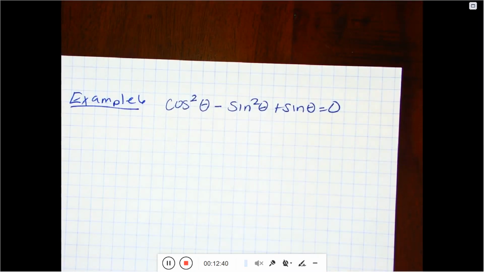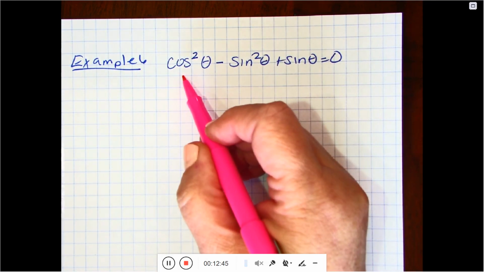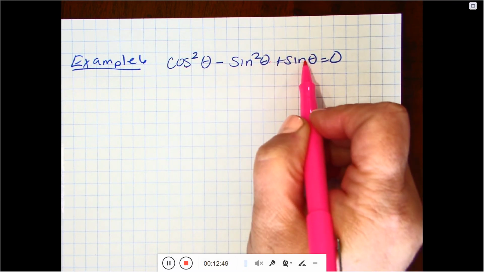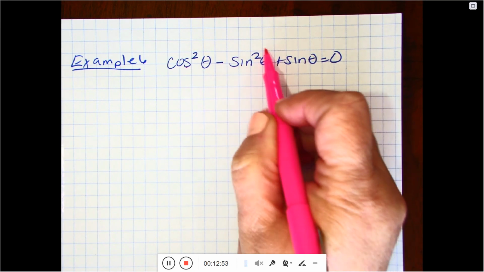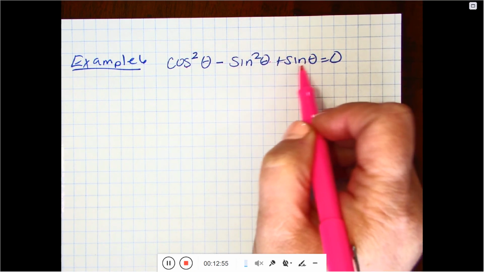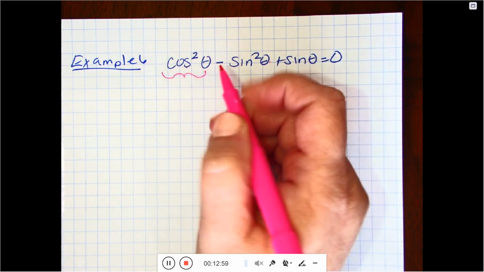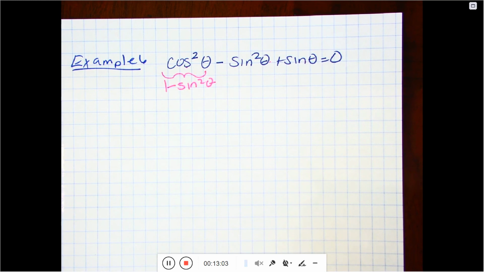Okay, let's take a look at one more. And again, this is another one of those examples where you see I've got cosine and sine in my equation. Sure, I could replace sine squared with 1 minus cosine squared, but that still leaves me with this sine here. So my best option is to replace cosine squared with 1 minus sine squared.